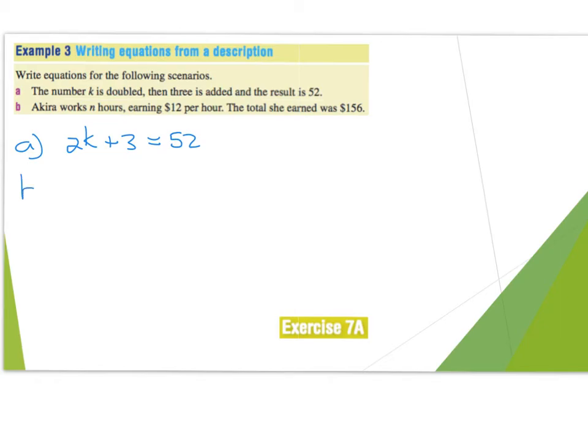Number B. Akira works N hours, so we start off with N, earning $12 per hour. The total she earned was $156. If she worked 1 hour, she got $12. If she worked 2 hours, she earned 2 times 12, 3 times 12 for 3 hours, etc. So it seems like N is multiplied by 12, and this will give us a total of $156. We can rewrite this in a more conventional way, saying 12N equals 156.